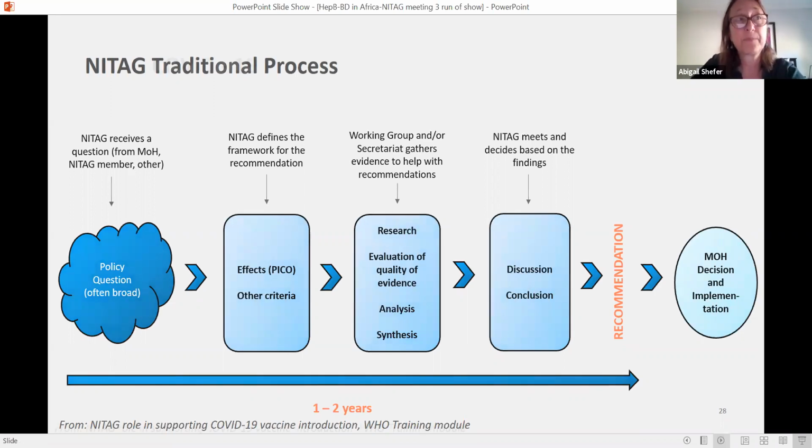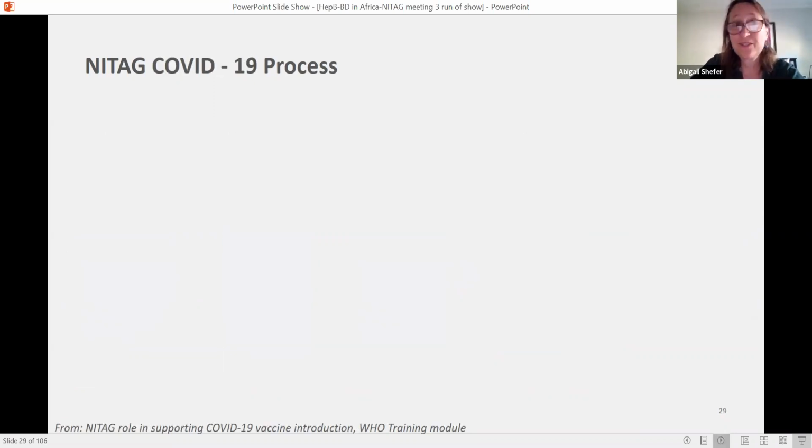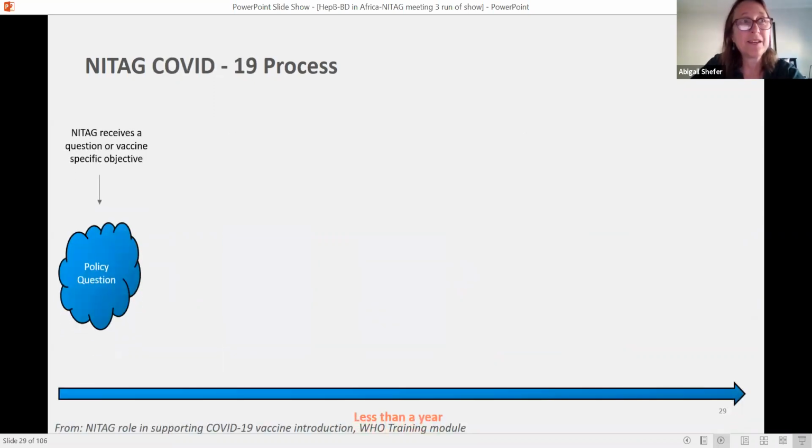So next slide. And just because we are in the middle of a pandemic, there are some differences in the process that has occurred with the COVID-19 vaccine. And the steps are basically the same, but there are some important differences, mainly in that the NITAG is working with much more limited data. And there's usually limited supply of the vaccine, at least early on. And this necessitates the clear identification of priority groups. You can do the next click.